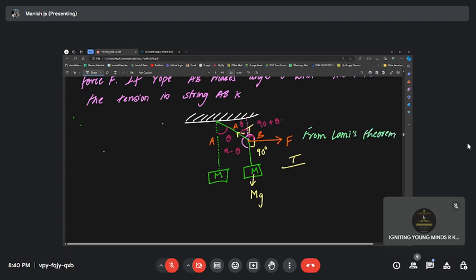So from Lami's theorem, you can say T upon sine 90 degrees equals force F upon sine of pi minus theta equals mg upon sine of pi by 2 plus theta.